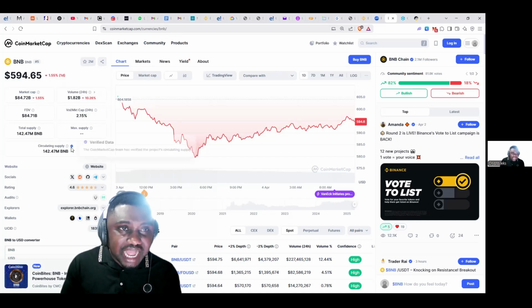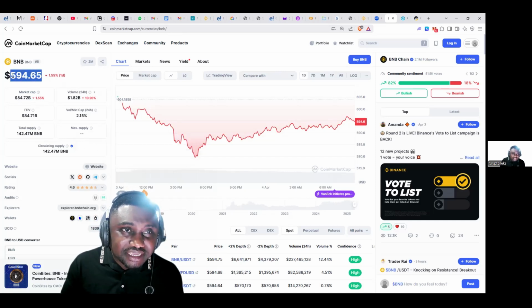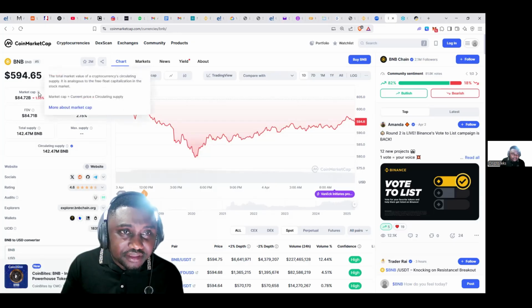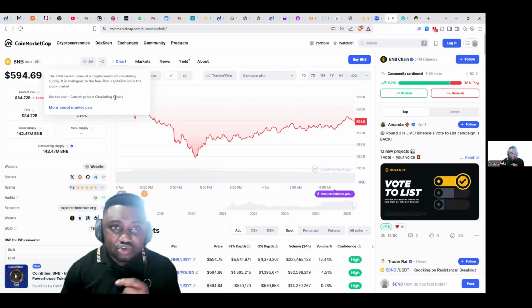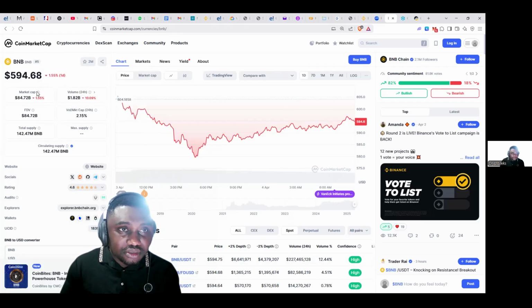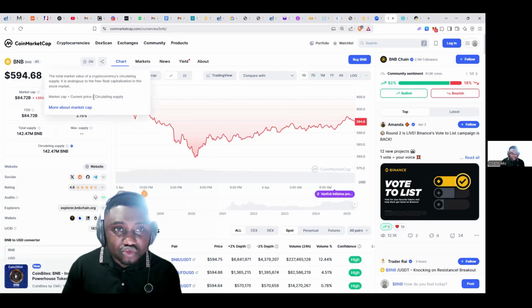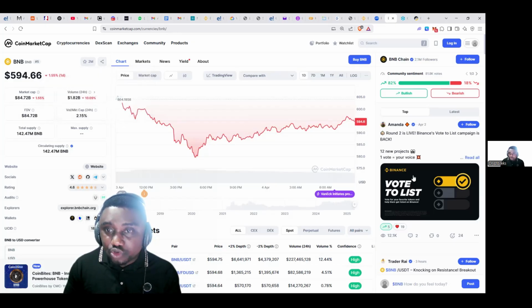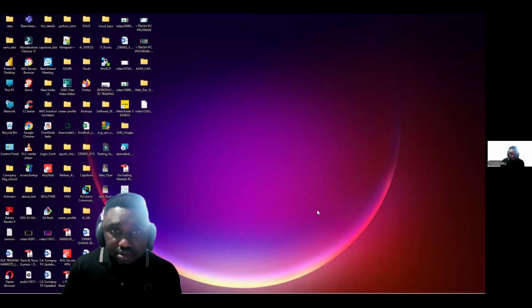So now, how did they arrive at this price? If you look closely here, you will see that there is a calculation that says market cap is equal to what? The current price multiplied by the circulating supply. So let's go do that in our whiteboard. The market cap, again, is equal to the current price times the circulating supply. So let's go to our note and see if we can get that.